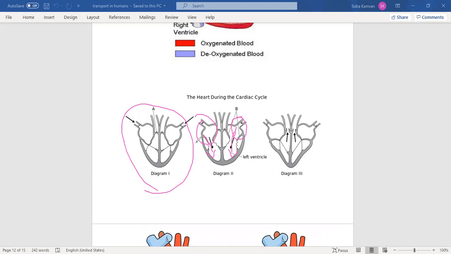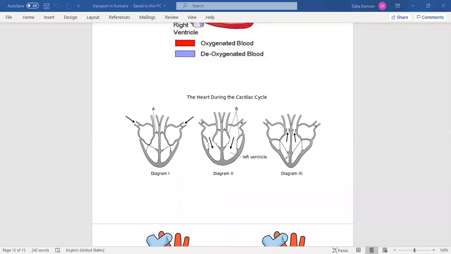So the atria of both sides, the plural is atria. When the atria contract, the blood enters into the ventricles. Here you can see, here atria are contracted, here atria are relaxed. In this diagram, the atria are contracted. So when the atria contract, the blood moves towards the ventricles, towards the lower side, and these two are the ventricles. This is the right ventricle and this is the left ventricle. So the blood enters into the ventricle.